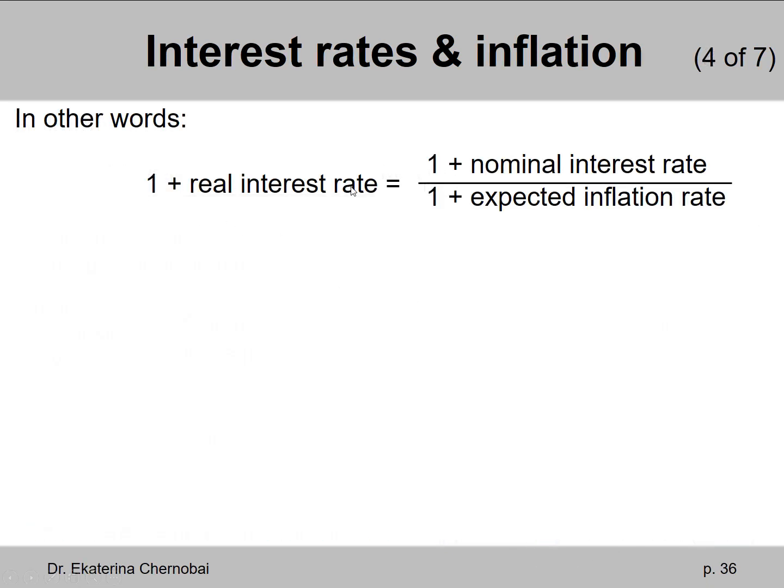So 1 plus the real rate is calculated by taking 1 plus the nominal rate and dividing that by 1 plus the expected inflation rate. Using notations, the real rate is lowercase r, the nominal rate is uppercase R, and you can think of it as the nominal rate typically being higher, so it's an uppercase, and you divide by 1 plus h, so h stands for inflation rate.